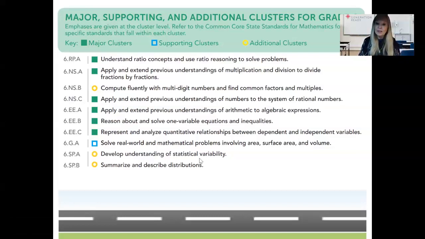Develop understanding of statistical variability. All right. So we know that the statistics and the data flatlined K-8 with next generation learning standards. So we give them an awareness, something we can do in June, right? Something we can do after testing. And then summarize and describe distributions. And that's within statistics also, the SP. All right. So sixth grade, big transition year, priority standards.